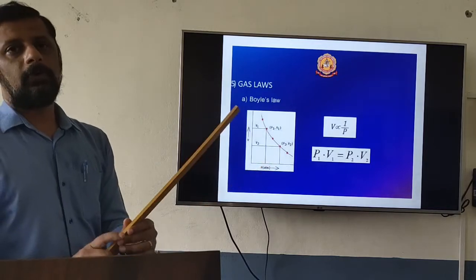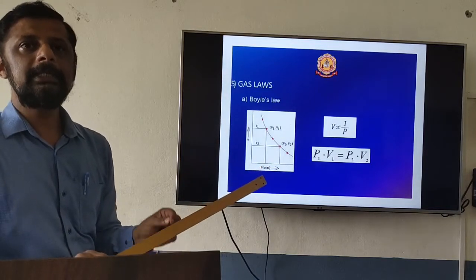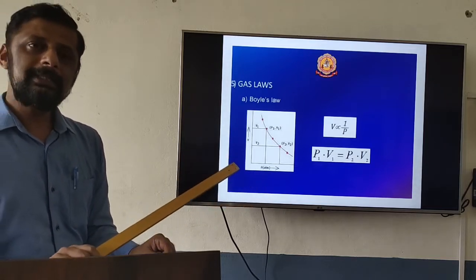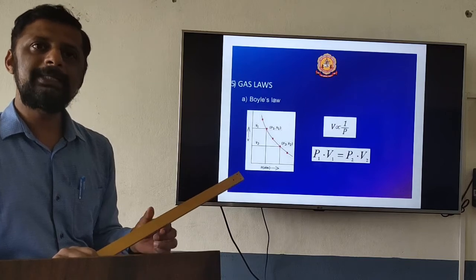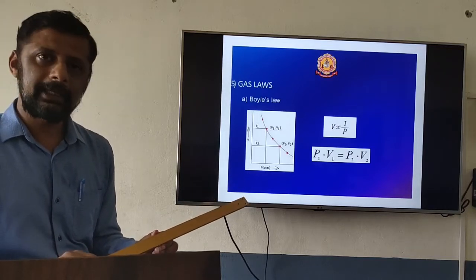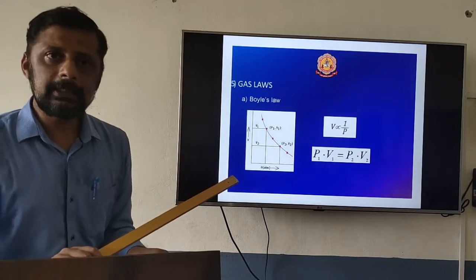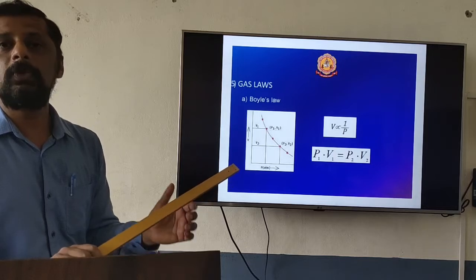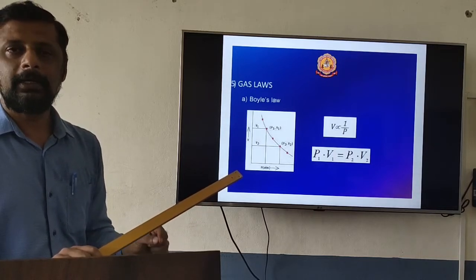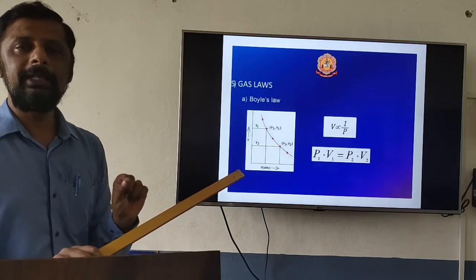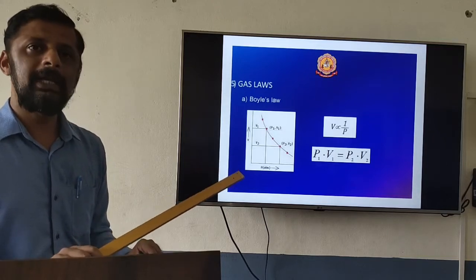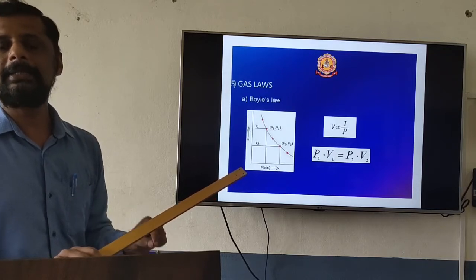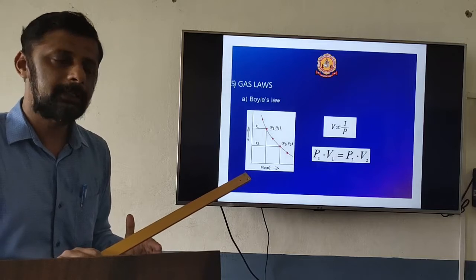Next, gas laws. Gas laws are the laws which relate the pressure, volume and temperature of an ideal gas. The gases can be classified into two categories: one is the ideal gas and another one is the real gases. Ideal gases are the gases that obey the gas laws, while real gases are the gases which are actually present in our nature. Ideal gases do not exist in our nature, only the real gases exist in our nature.